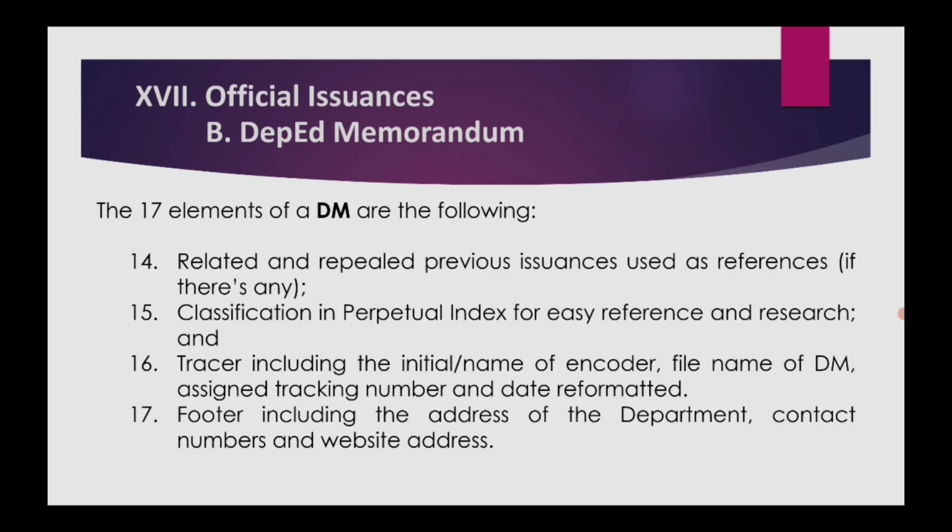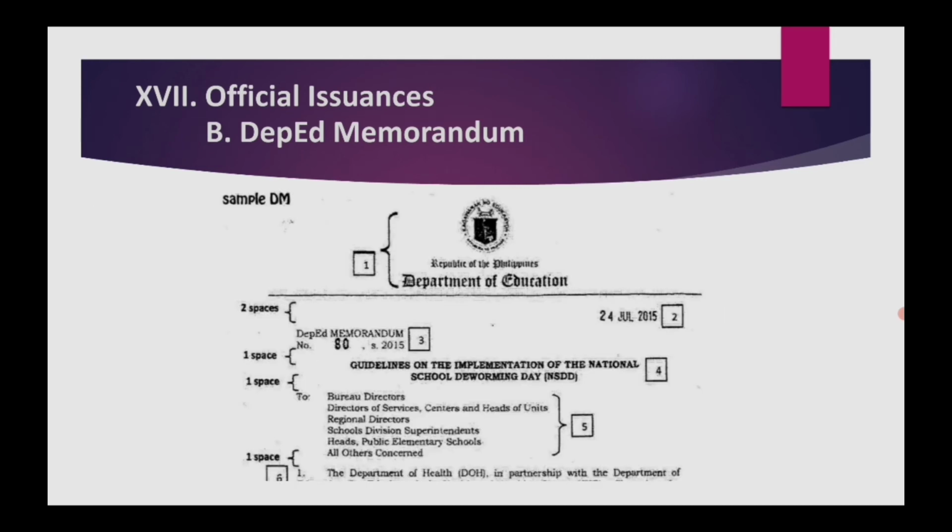Related and repealed previous issuances used as references, if there is any. Classification in Perpetual Index for easy reference and research. And tracer including the initial name of encoder, file name of DepEd memorandum, assigned tracking number, and date reformatted. Footer including the address of the department, contact number, and website address. Almost the same as DepEd order.